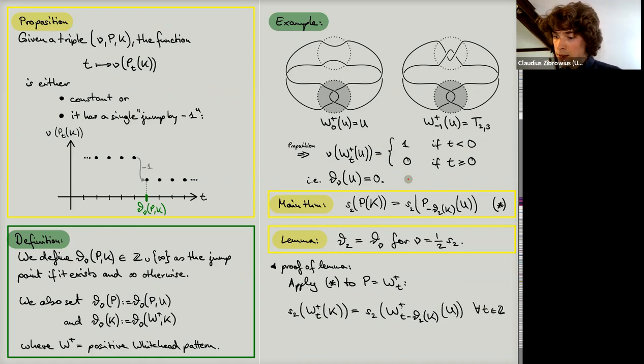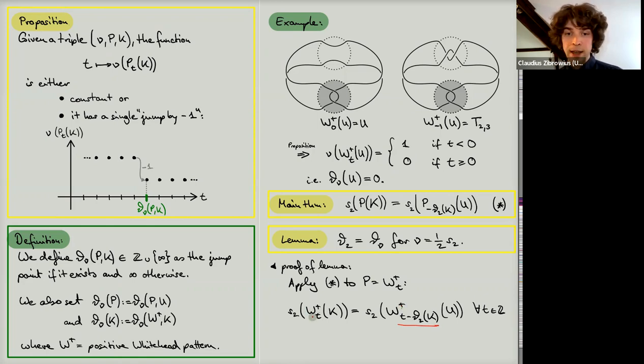And now we can look at the jump points, the theta nus of both sides. On the right-hand side, we have some twisted Whitehead double of the unknot. That's exactly the computation that we've done up here. And this computation tells us that this function on the right-hand side has a jump point when this value here is 0, i.e. when t is equal to theta2 of k. So the right-hand side has a jump point precisely when these two values are equal.